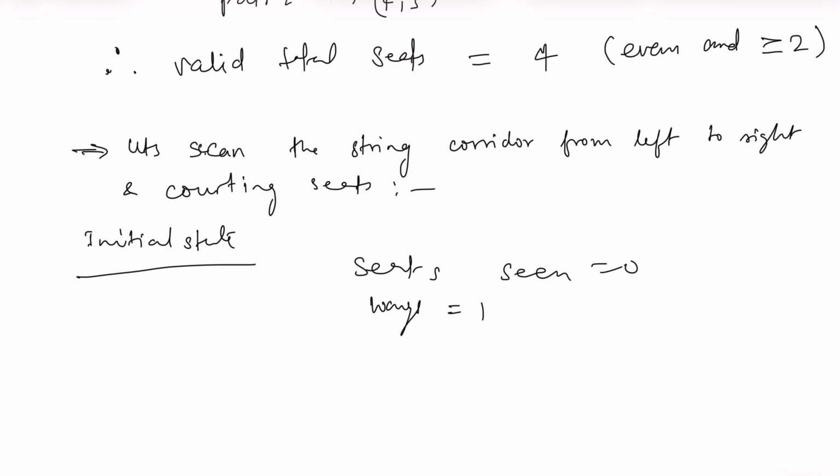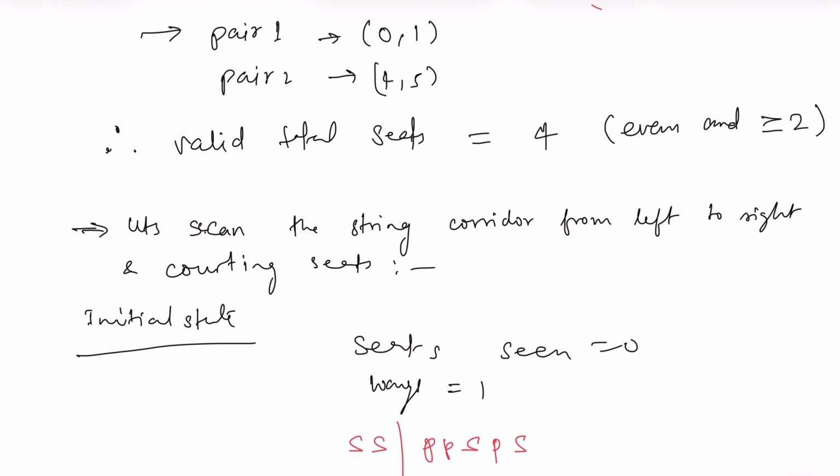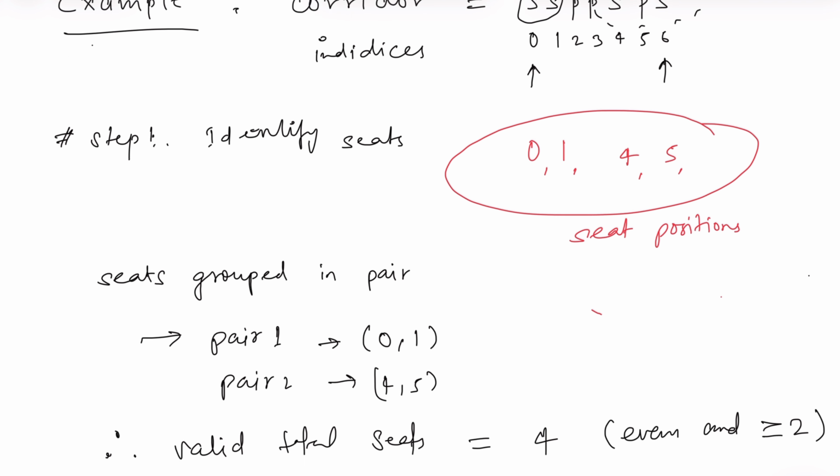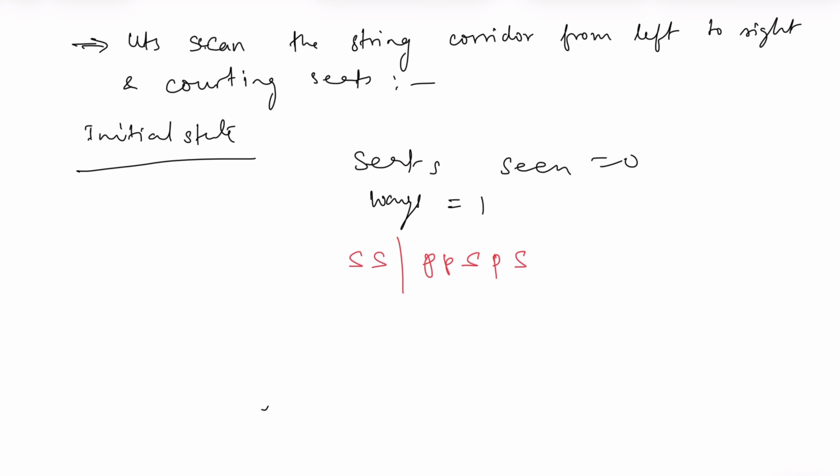Now after the first two seats are found, let's suppose we have found two seats. Very first it was SS, then we will keep a divider, and then we pass the plants, and then we have SPS. This is what we have been given. And this happens only after the first two seats.